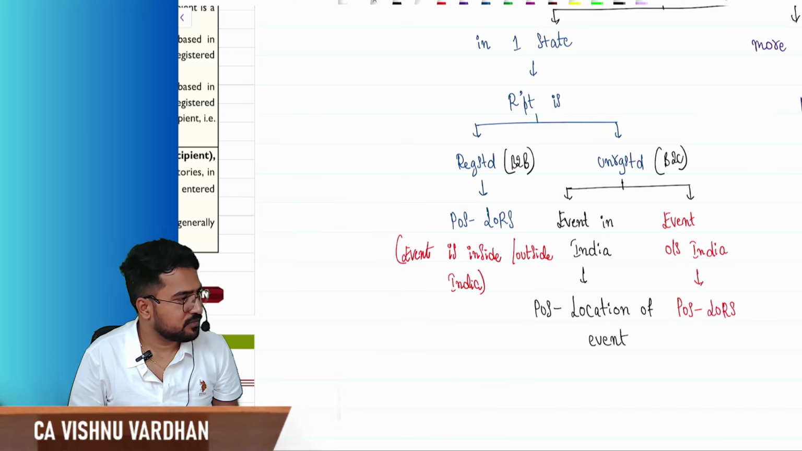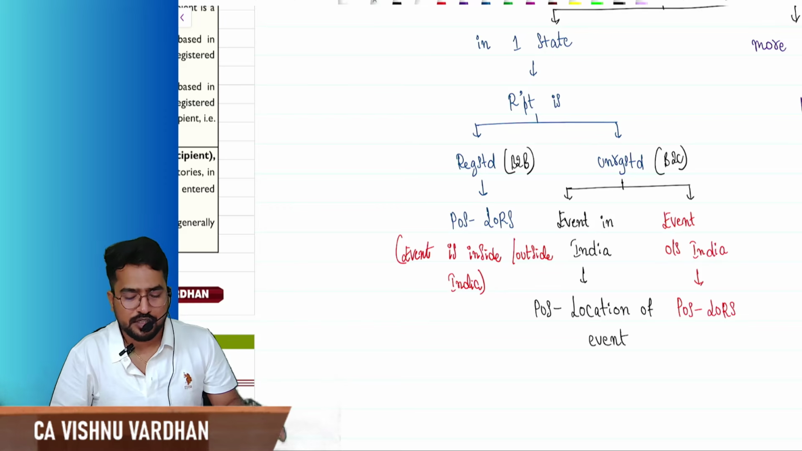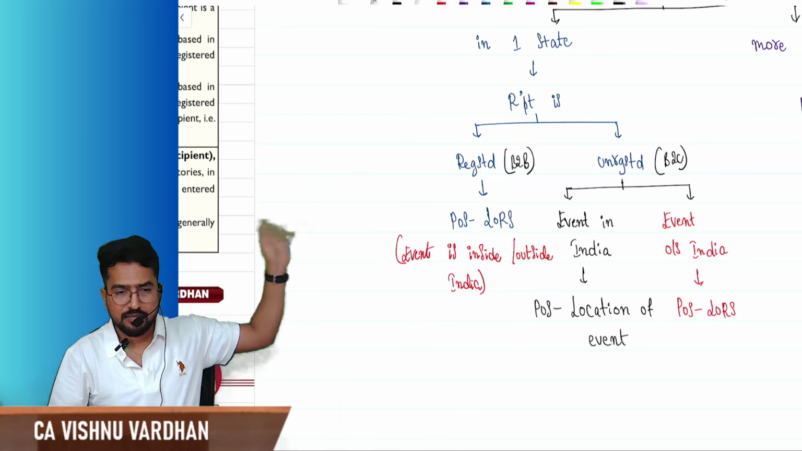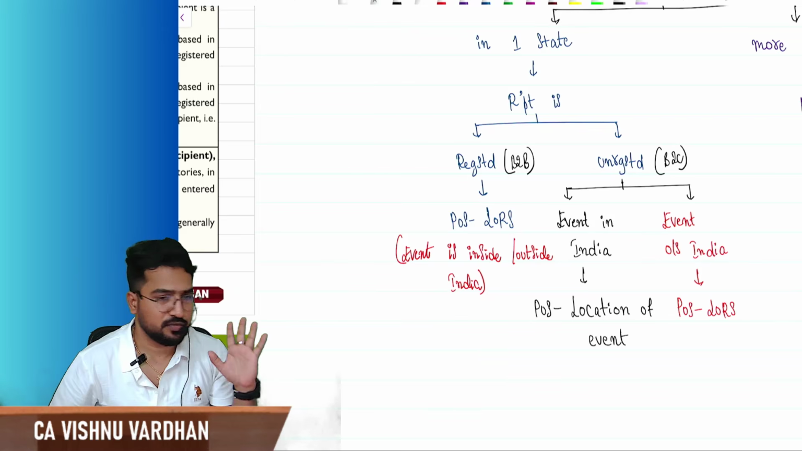Registered is A. Registered is B. Okay. So listen, guys. Now coming to the point. Keep this in mind. See, place of supply, I have given flowcharts properly. Please make sure to revise the flow.